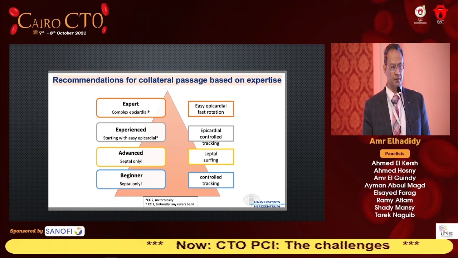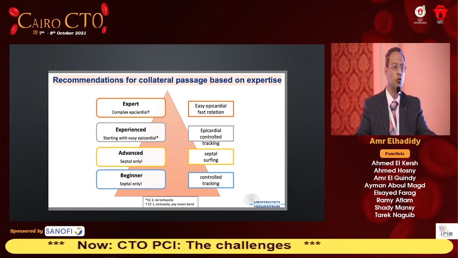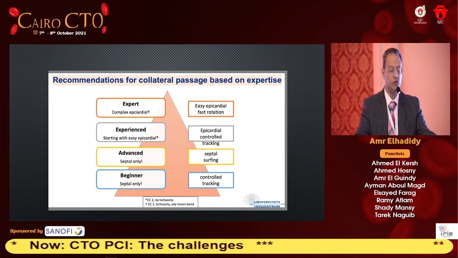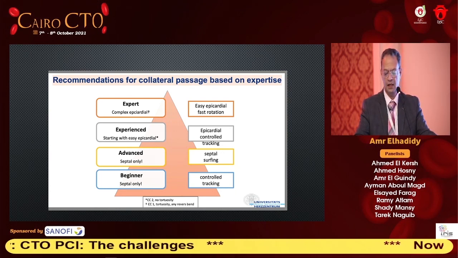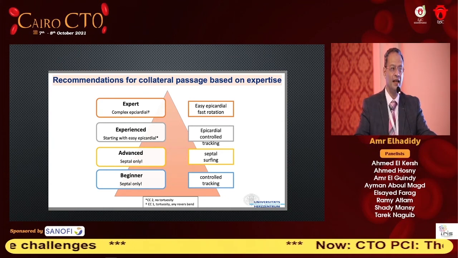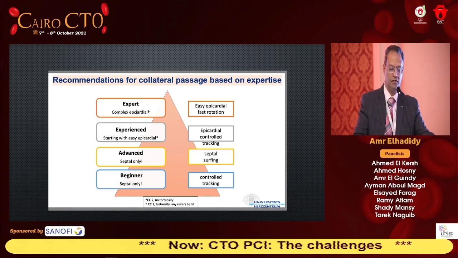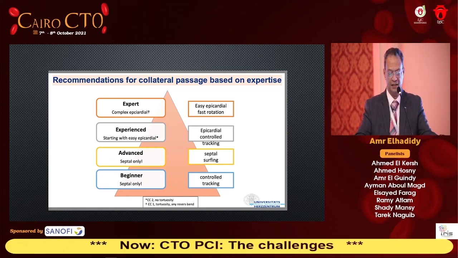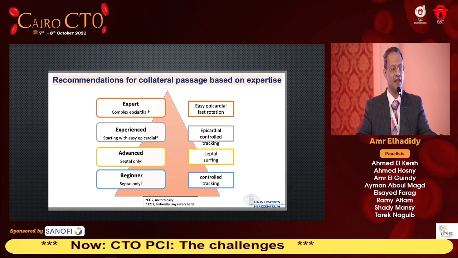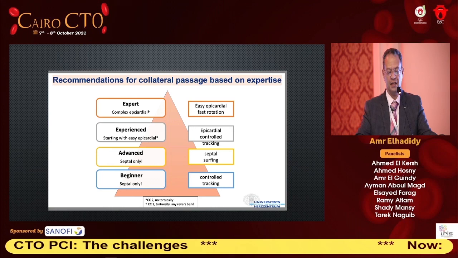This is the pyramid that Dr. Adel liked, on how and when to do retrograde. As a beginner, you need to start first with a septal. And today Dr. Mohamed told us that we can start with a vein graft. But definitely the septal can afford the crossing of these retrograde wires. And if you are doing control tracking, septal surfing is another step that needs more expertise. And if you have experience, you start first with easy epicardial collaterals.